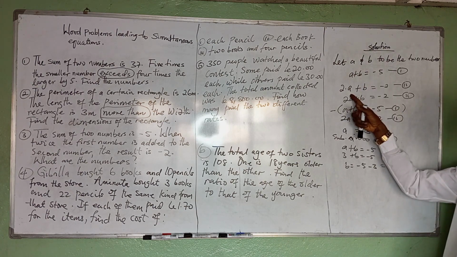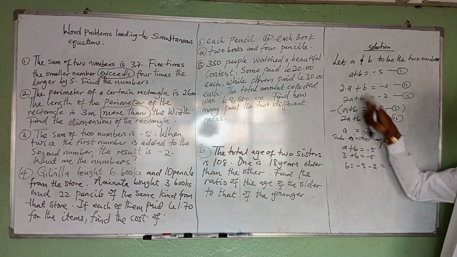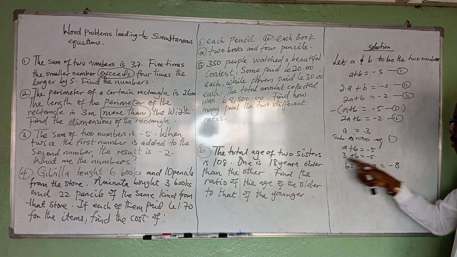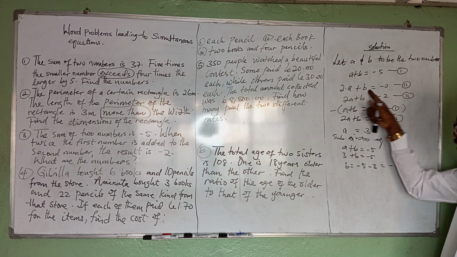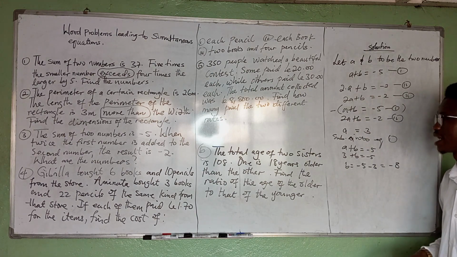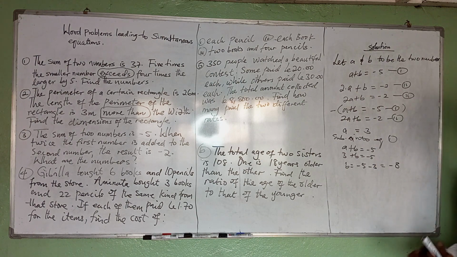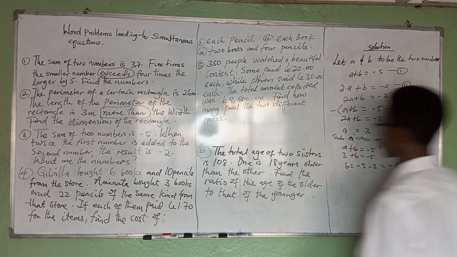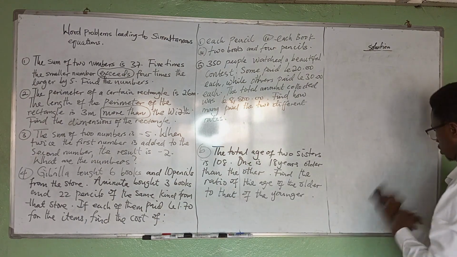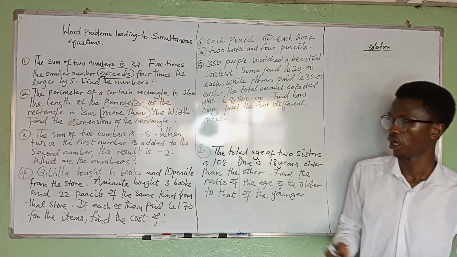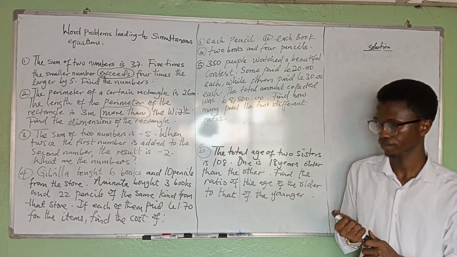And so 2 times the first number added to the second number is minus 2. So let's see, 2 times 3 is 6. 6 minus 8, you are going to have minus 2. So meaning our answers here as well are correct. Okay, so that's it. So let's look at the next problem. Okay, so let's look at the number 4 problem.